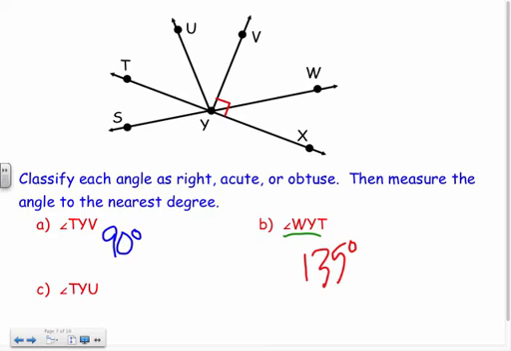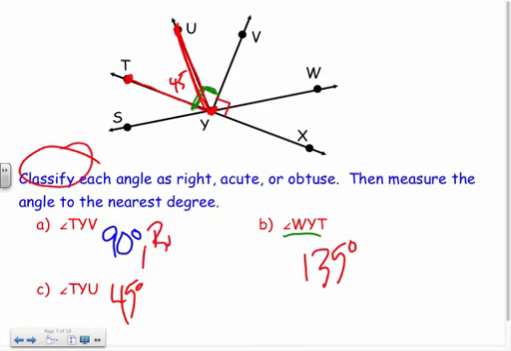And lastly, TYU. T, looking at Y, looking at U. Same thing. I know that this is 90 degrees right here, so it's about half of that. So this should be about 45 as well. So we'll say 45 degrees. Oh, what did I do? I forgot to classify each angle. So up top here, this should have been a right angle because it was 90 degrees. Next one should have been obtuse. And the last one, acute.